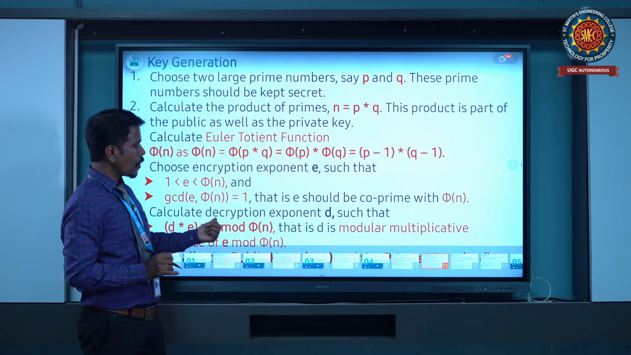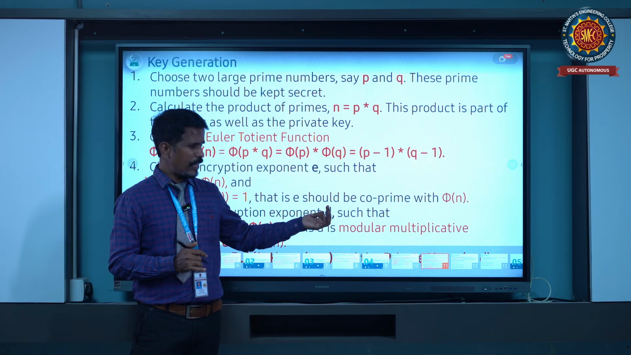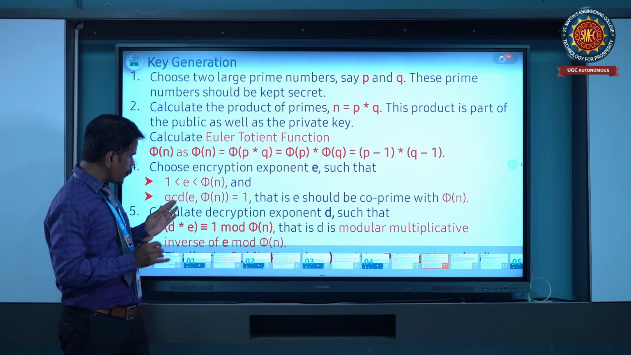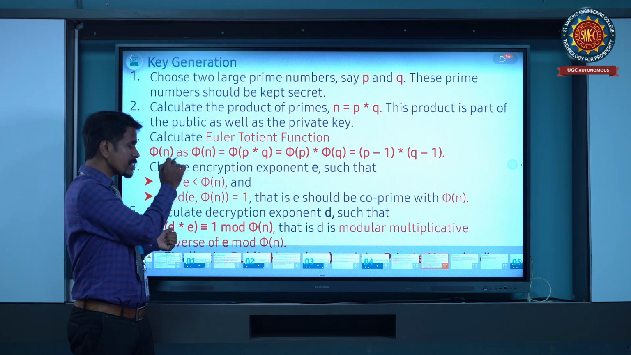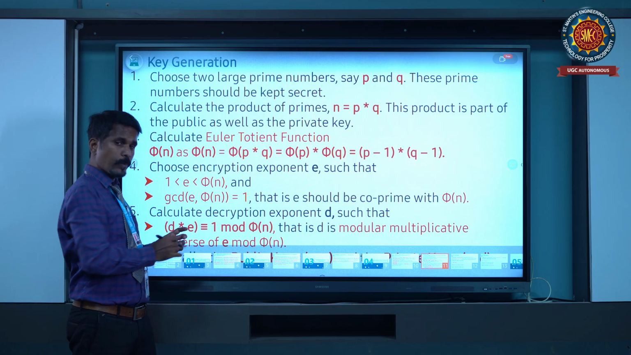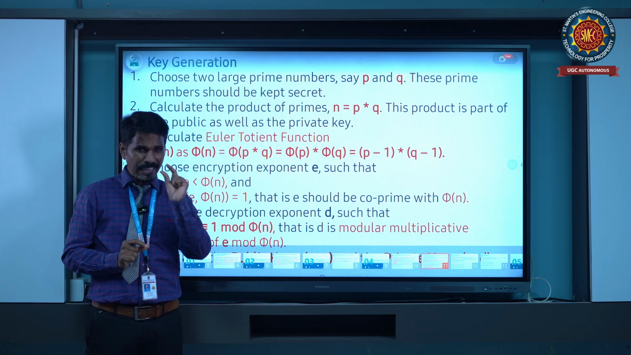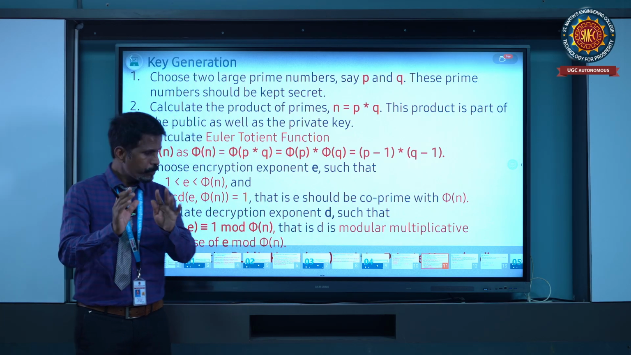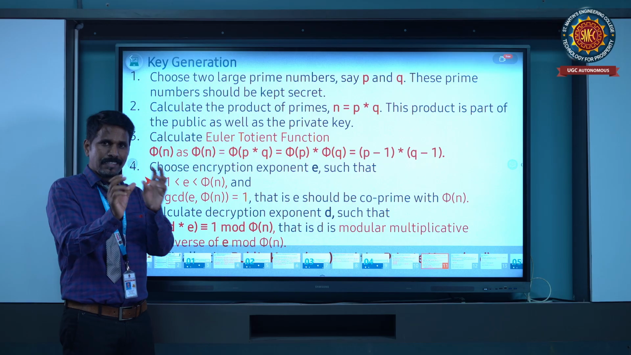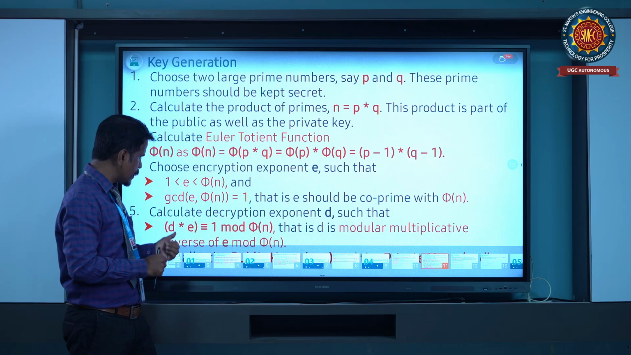Next we have to calculate the decryption exponent, the d value. How do we calculate it? We multiply d and e. We have already assigned the e value and the d value. Simply, we can understand what e and d are: E is the public key and d is the private key. This is a simple explanation. If you understand the terms of these two, we can understand further.